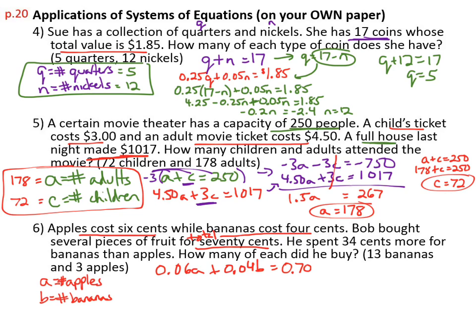And if you want to get rid of decimals, I'll throw this idea out there. If you multiply everything by 100, then we can get rid of those decimals and talk about 6 cents for every apple plus 4 cents for every banana is equal to 70 cents. So if we're putting everything in terms of cents, we can just multiply by 100 and we don't have to worry about the decimals. Then we can use that same thought process with that last equation. He spent 34 cents more for bananas than for apples.